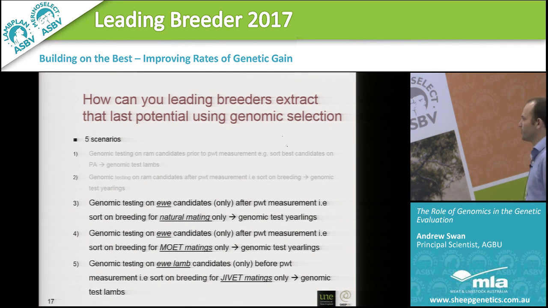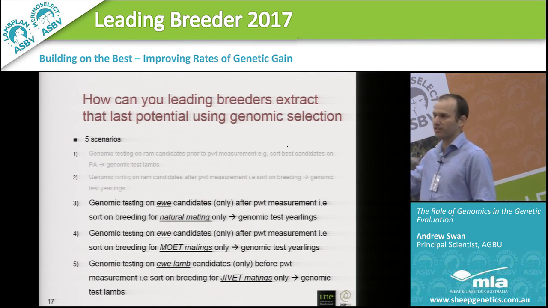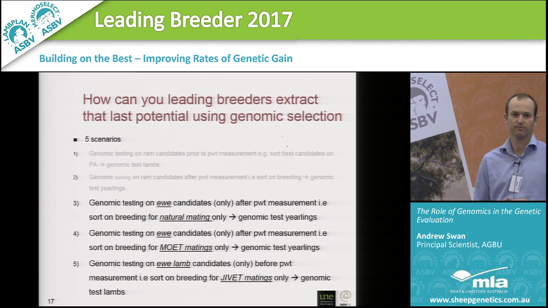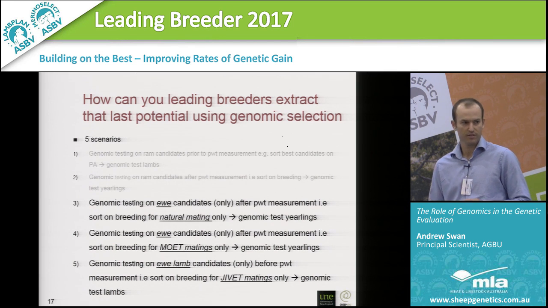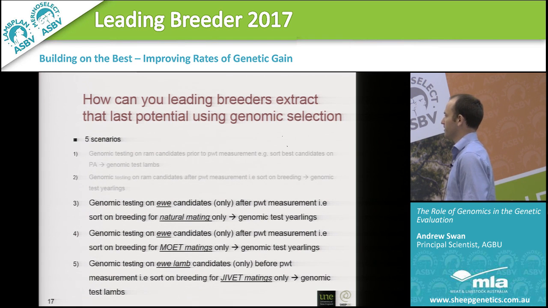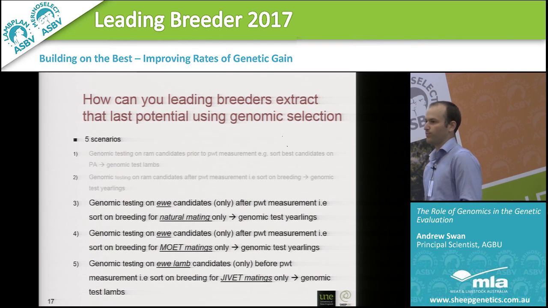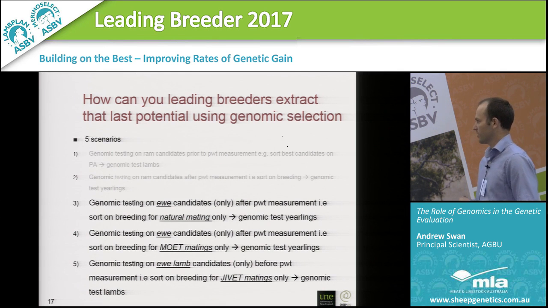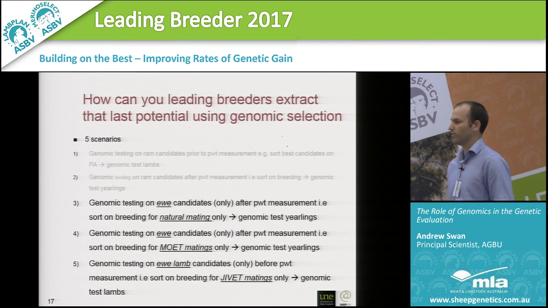So we'll add in another few scenarios. So that was genotyping on ram selection candidates only. Let's forget about the rams. Who's thought about genotyping their ewes in their flock in here? A few? So basically what we'll go through is, we've got genomic testing on ewe candidates only. So we're genomic testing yearlings for natural matings only. Scenario 4 is, again, genomic testing yearlings, but all the lambs are born via embryo transfer, MOET matings. So there's 4 lambs born per ewe, so 125 ewes are needed.